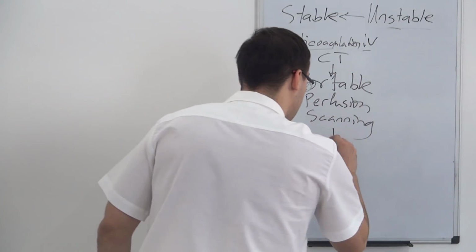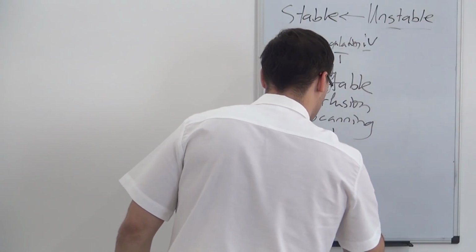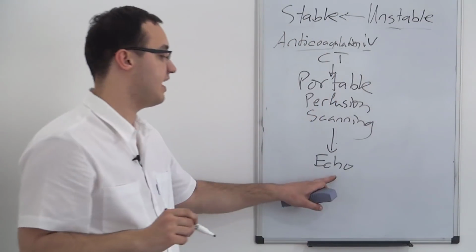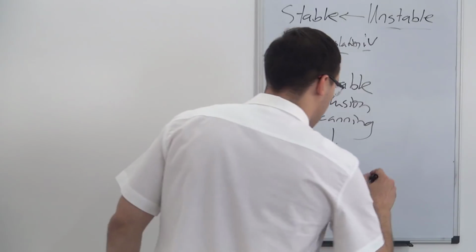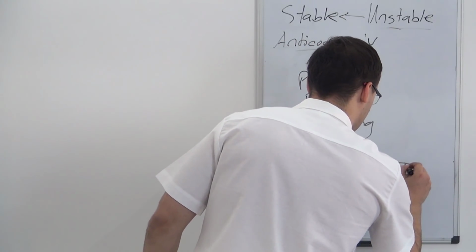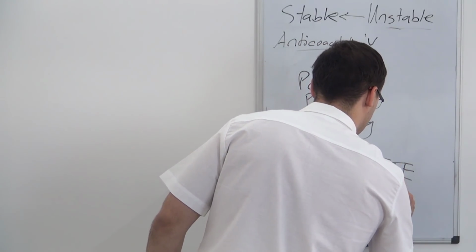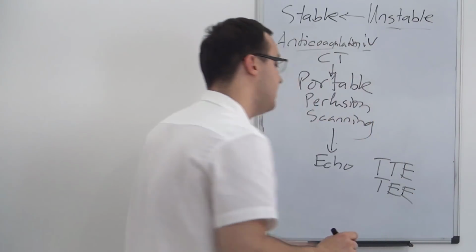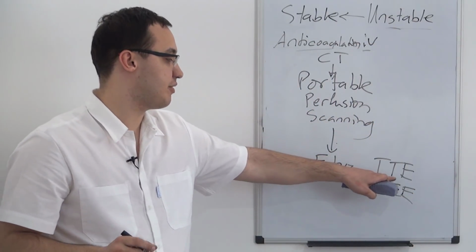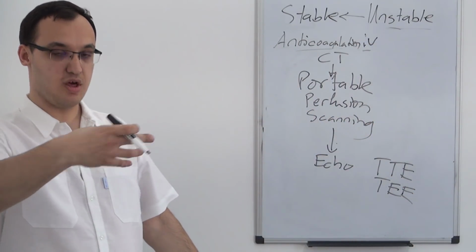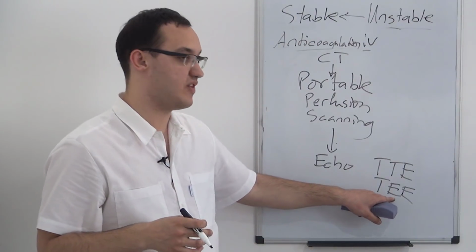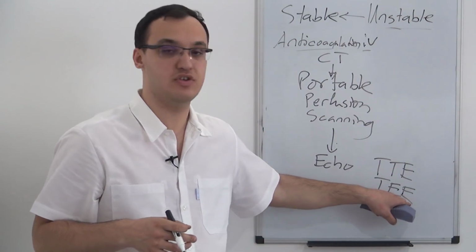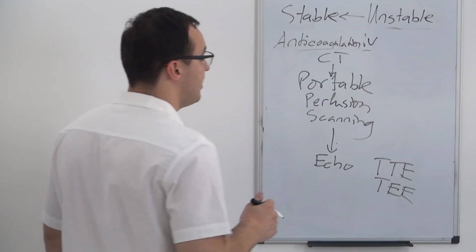If you don't have this, then you do an echo. So cardiac echocardiograph, and you have two types. TTE and TEE. That stands for transthoracic echocardiography, which is through the thorax, and this is through the esophagus, transesophageal echocardiogram. Good.